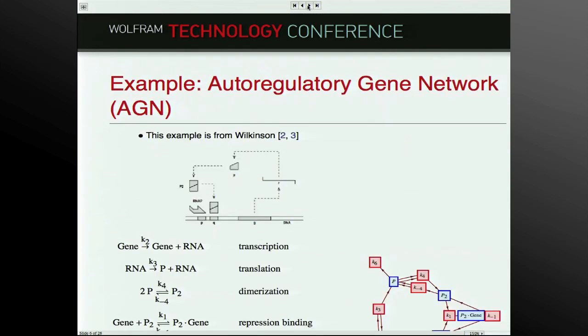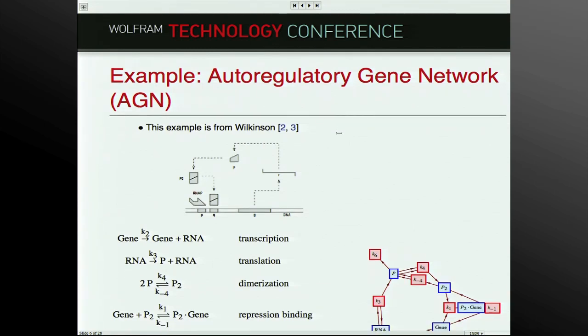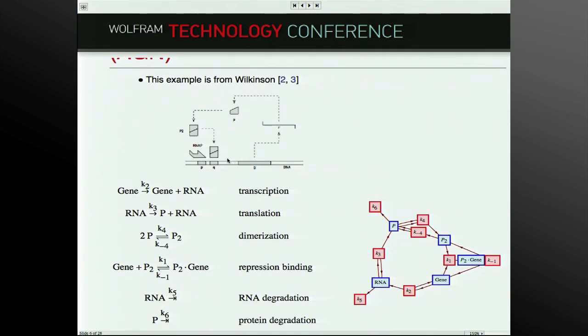Okay, we can skip that. So here's the first example. It's an autoregulatory gene network. What we have is your strand of DNA that gets transcribed to RNA. The RNA produces a protein, and the protein will dimerize. And the protein dimer acts through a negative feedback mechanism and binds with the DNA and keeps it from being processed to form more RNA. So we have this negative feedback loop.